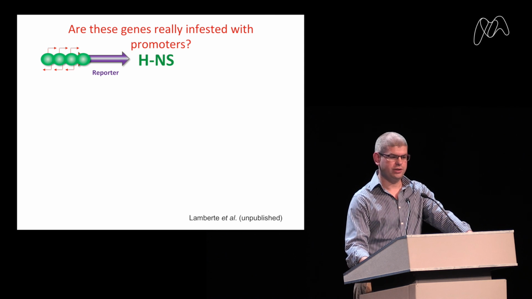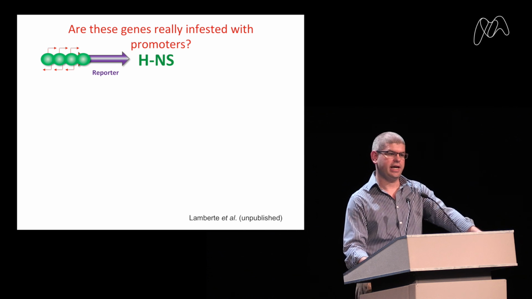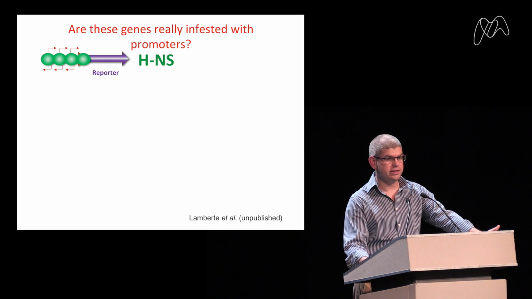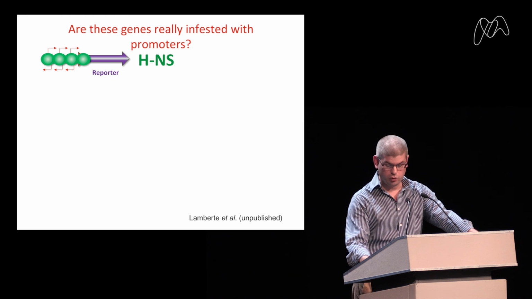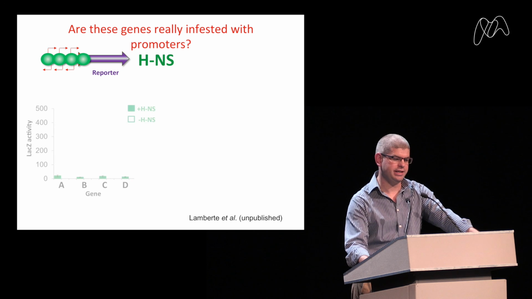and of course one of the most pertinent complications is that these genes presumably are going to be bound by H-NS. I told you earlier that H-NS likes to bind to these AT-rich sections of DNA, and presumably when H-NS does this, we're going to see that it blocks transcription from these spurious promoters. And that is indeed the case.